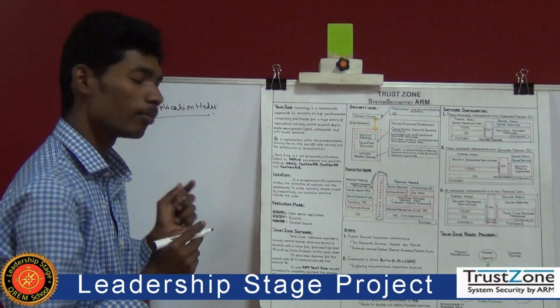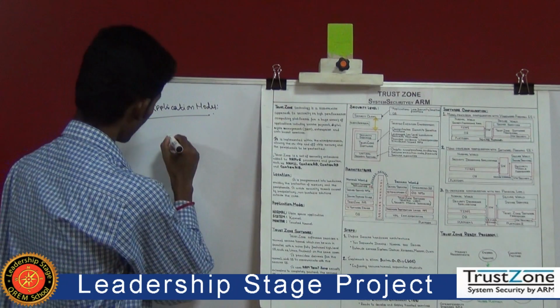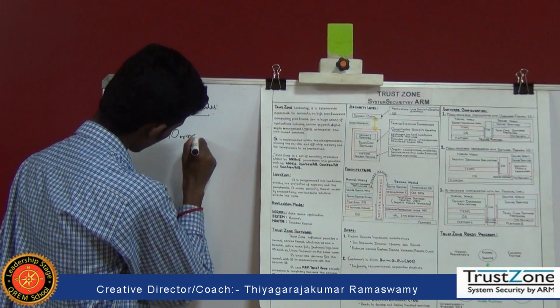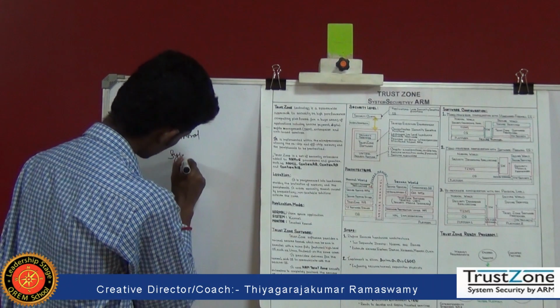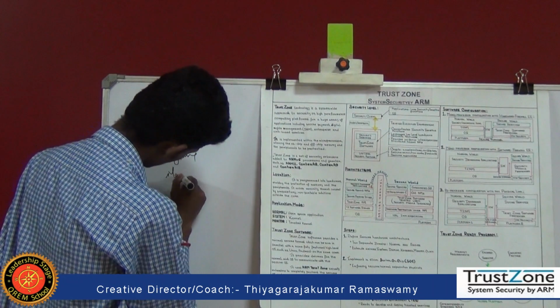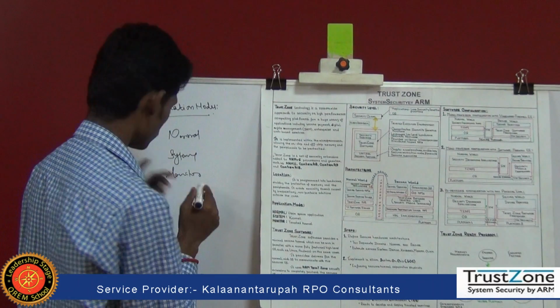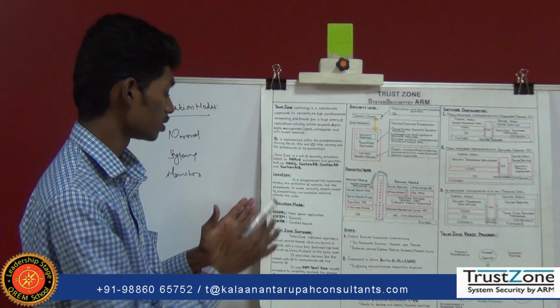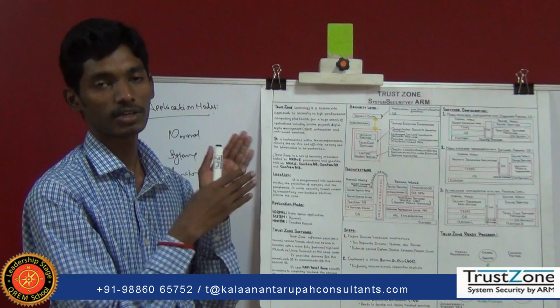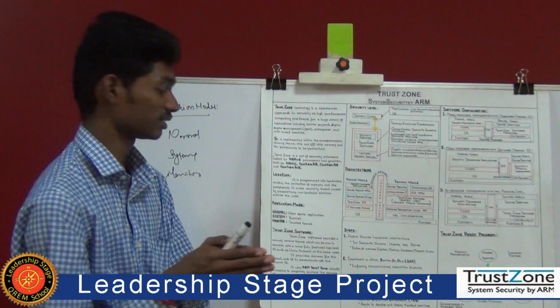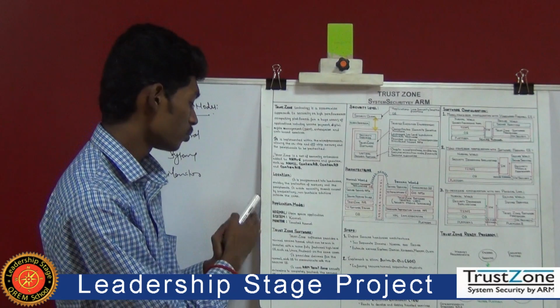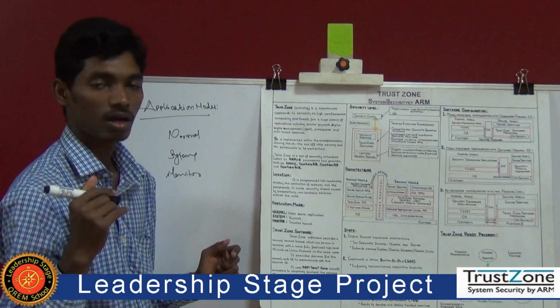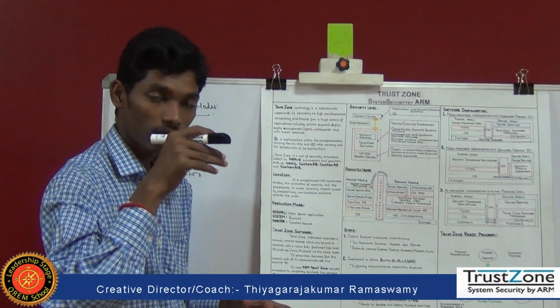There are three application modes in Trustzone: normal, system, and monitor. What is normal application mode? Normal application mode is nothing but Trustzone technology implemented within the user space applications, and system application mode is nothing but the Trustzone technology implemented within the kernel.